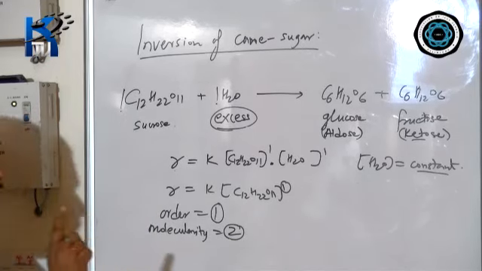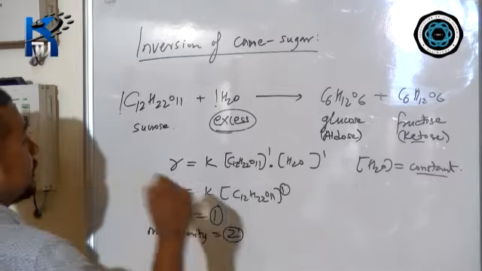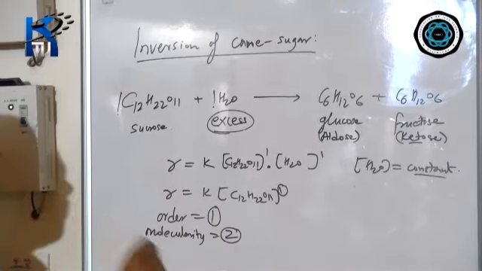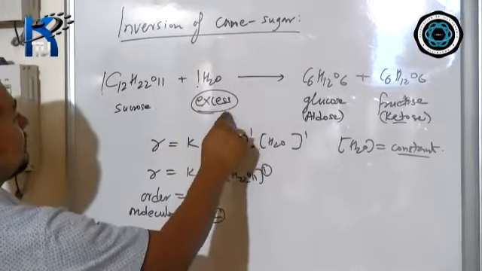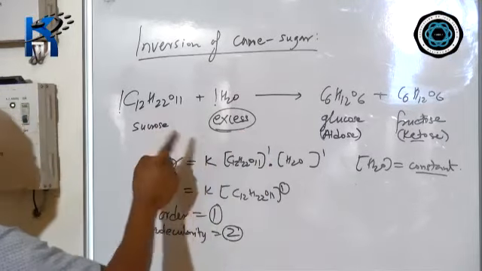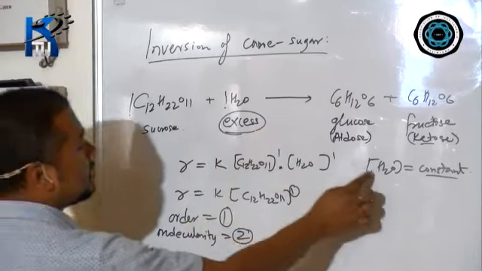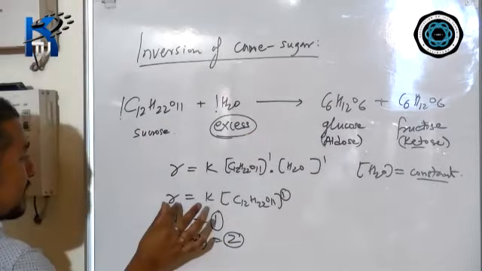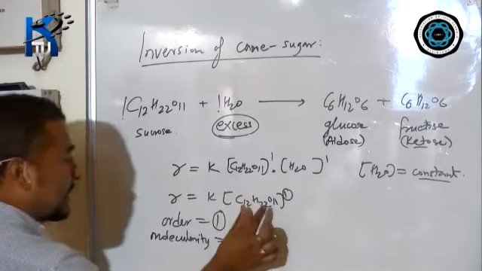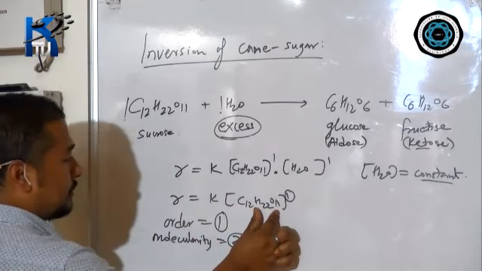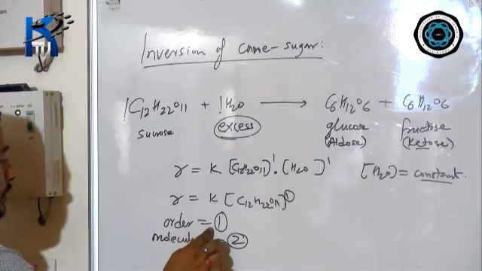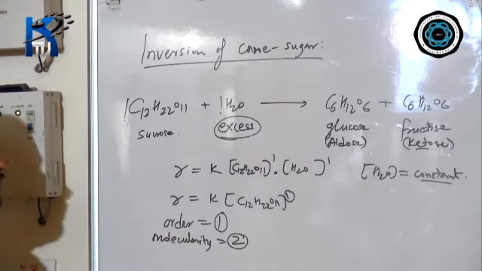I repeat the definition one more time for you all. Pseudo unimolecular reactions are those reactions in which one reactant is present in excess amount than the other reactant. The reactant which is present in excess amount, its concentration is considered as constant, and the rate will depend only upon that reactant which is present in less concentration. For such reactions, order will be 1 and molecularity will be 2.